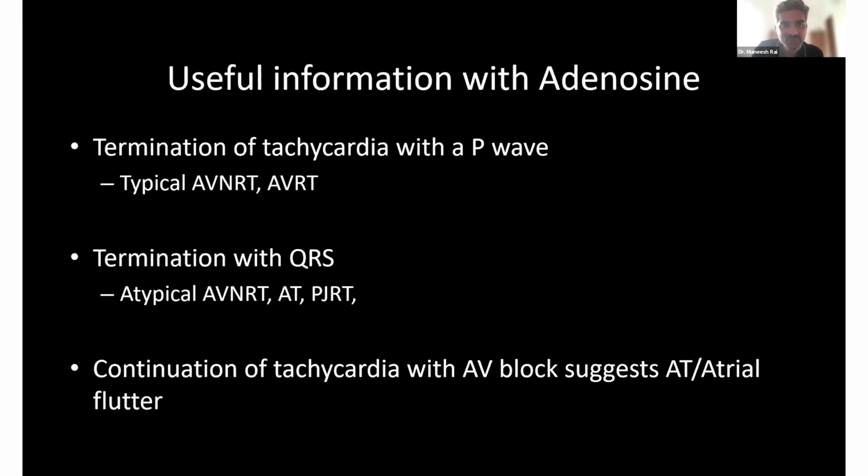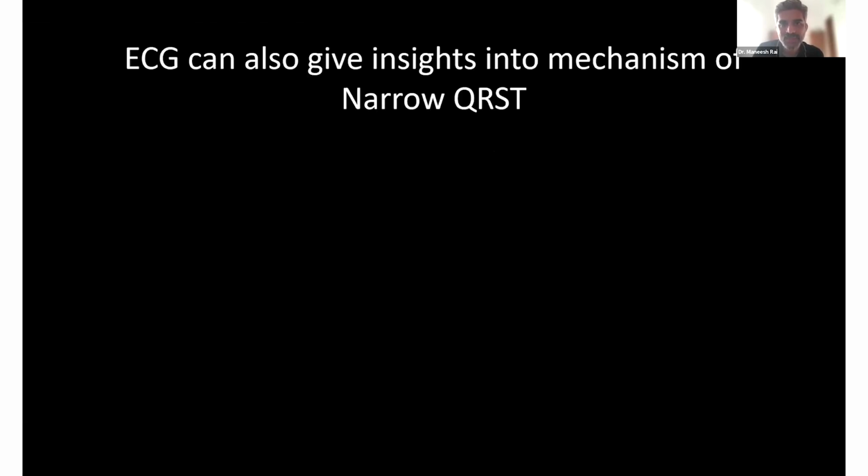So, useful information with adenosine. Termination of a tachycardia with a P wave is typical of an AVNRT or an AVRT, and it rules out an atrial tachycardia. Termination with the QRS is seen in atypical AVNRTs, atrial tachycardias, and a PJRT. So continuation of a tachycardia with AV block suggests an atrial arrhythmia.